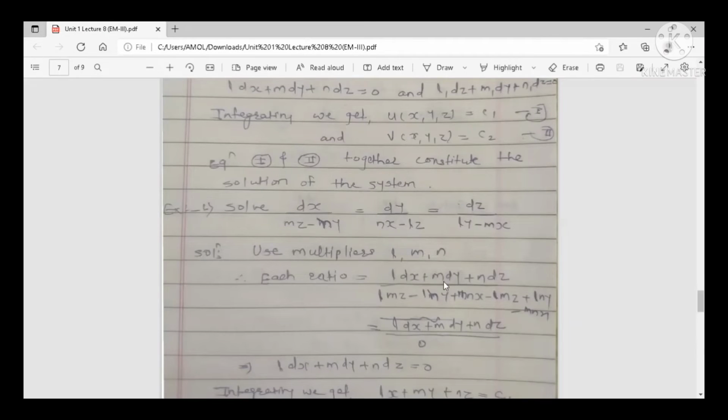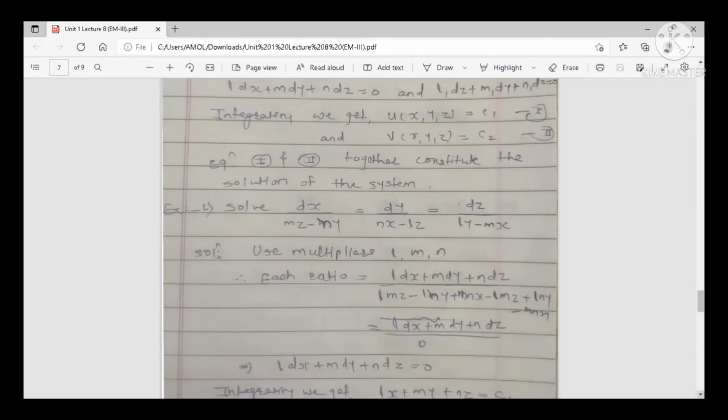So the term will be L dx plus M dy plus N dz upon, you multiply the first term by L, so that the terms are LMz minus LNy. You multiply the second term of the denominator by M, so that you will get MNx minus LMz. You multiply the third term by N, so that the term will be LNy minus MNx. Okay. Now you do the addition of all the terms.